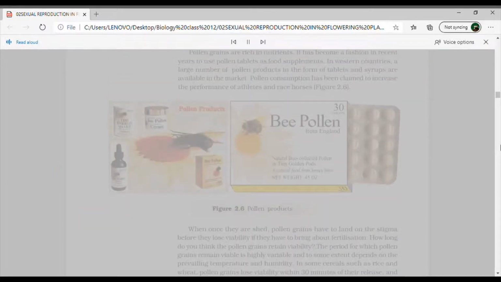Pollen products. Pollen grains are rich in nutrients. It has become a fashion in recent years to use pollen tablets as food supplements. In Western countries, a large number of pollen products in the form of tablets and syrups are available in the market. Pollen consumption has been claimed to increase the performance of athletes and race horses.